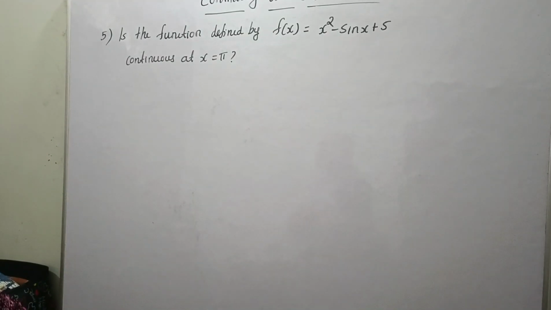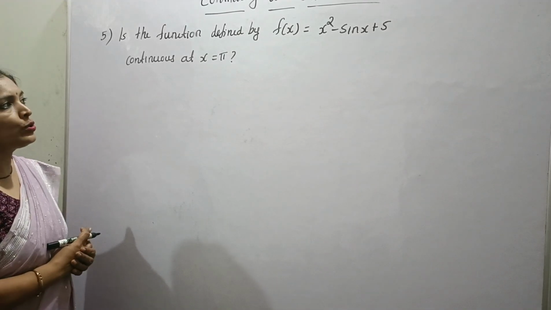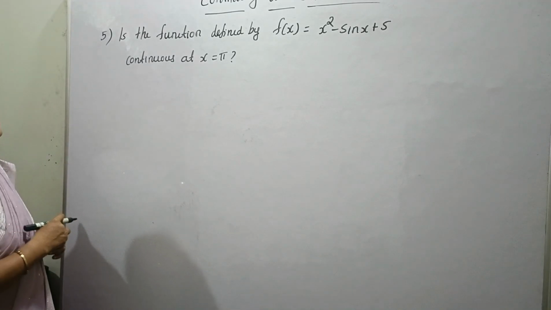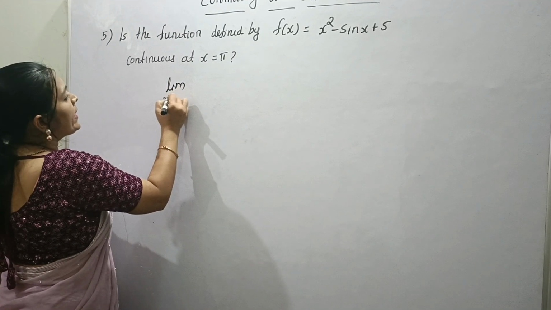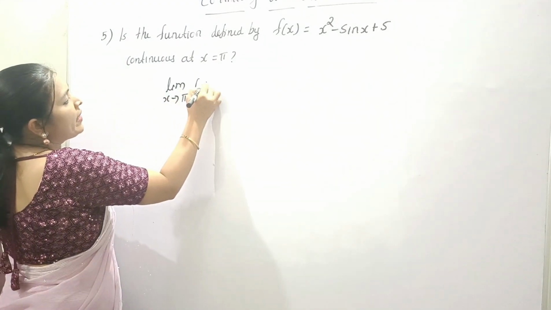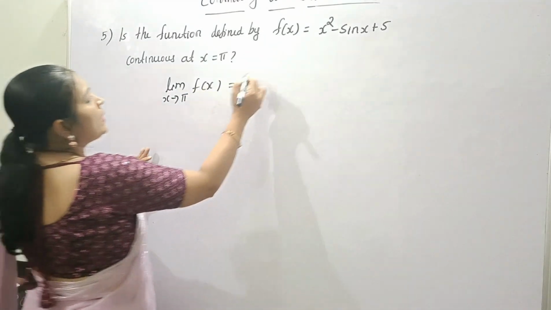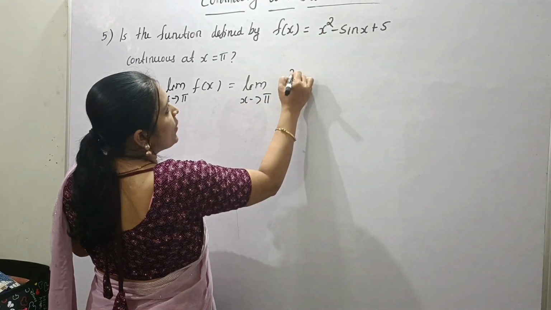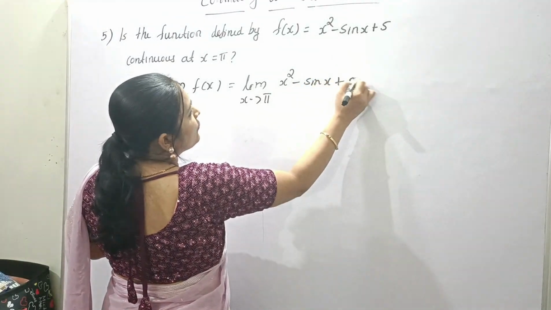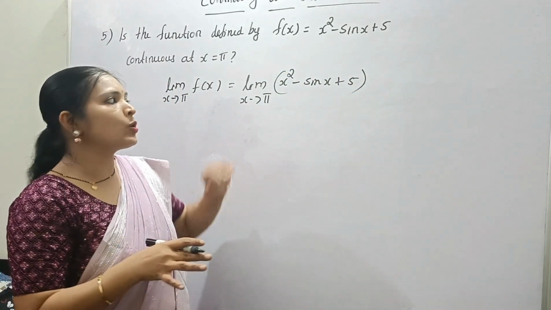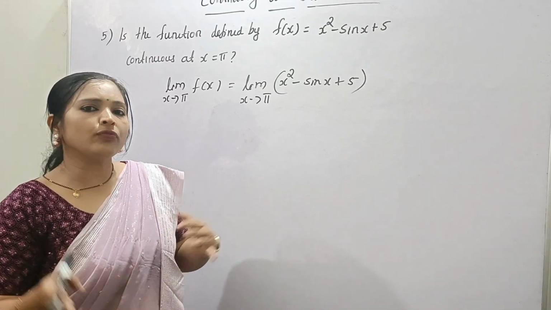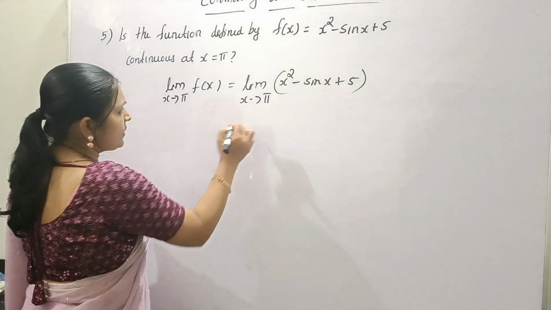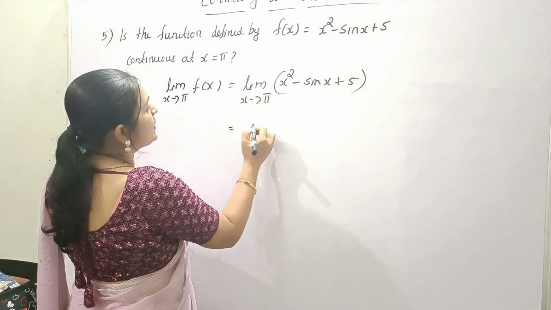Look at the next question. Is the function defined by f of x is equal to x square minus sin x plus 5 continuous at x is equal to pi? So here let's find limit x tends to pi f of x, which is equal to limit x tends to pi of x square minus sin x plus 5. Directly substitute x is equal to pi. When substituting, if you are getting 0 by 0 form, then you have to apply some other method. But here, just substitute x is equal to pi.